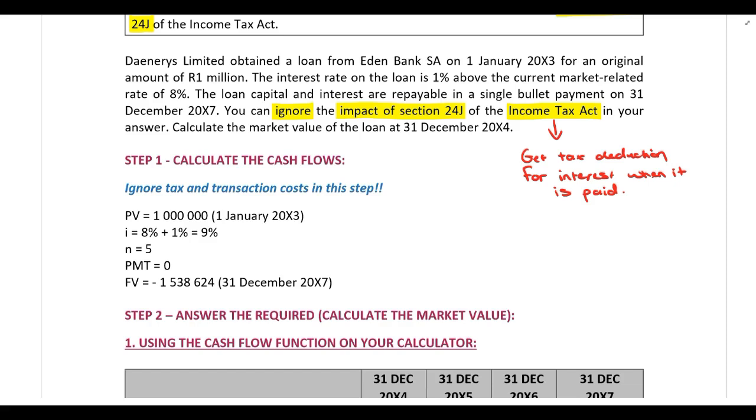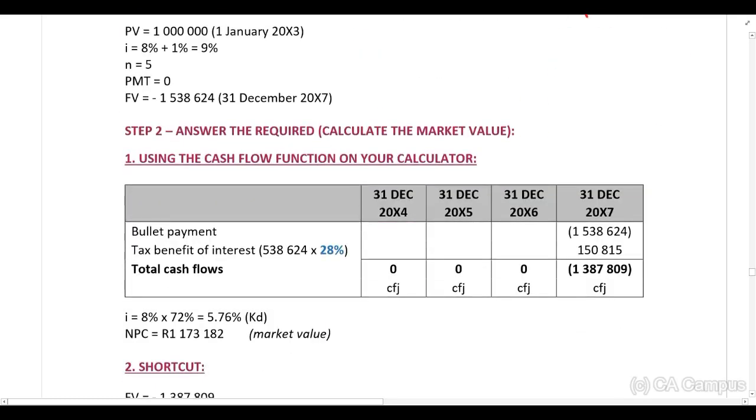So step one of your calculation is exactly the same where you are calculating your cash flows. There's no difference over there. Then in step two, when we are calculating the market value, please note all of the interest is paid on the 31st of December 20x7. So take the interest amount. Guys, the capital amount is 1 million rand. So the balance is obviously the interest portion. The 538,624 is your interest. Multiply that by 28% to get your tax saving.